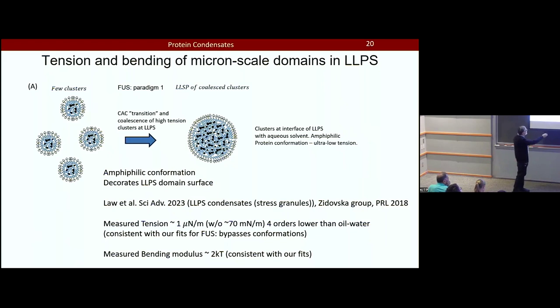Another paper measured both the tension of LLPS domains and also their curvature energy, their bending energies, that are about 1 or 2 kT. That's also consistent with our fits. So we fit the properties of these clusters, not of the LLPS. We've gotten some numbers from our fits to experiment for the tension. The tension is indeed, because of this amphiphilic conformation, several orders of magnitude lower than a hydrophilic tension, and the bending energy is about 1 kT. So this amphiphilic conformation that has a slow rotational diffusion constant as measured may be at the origin of the very low interfacial tensions of LLPS domains.